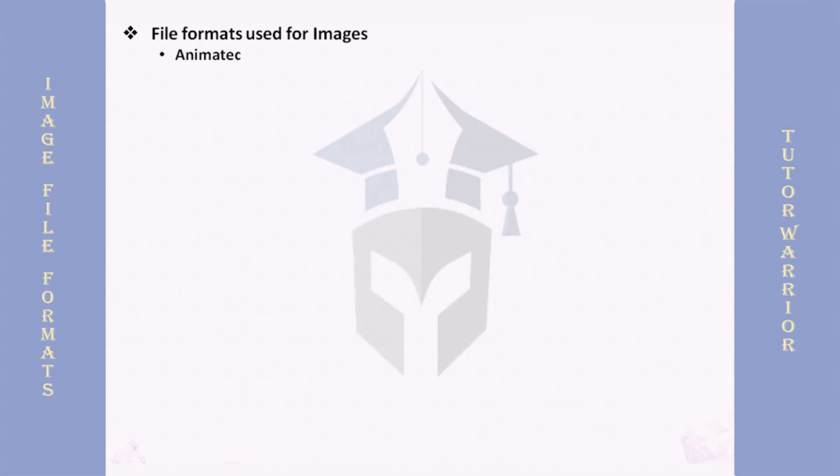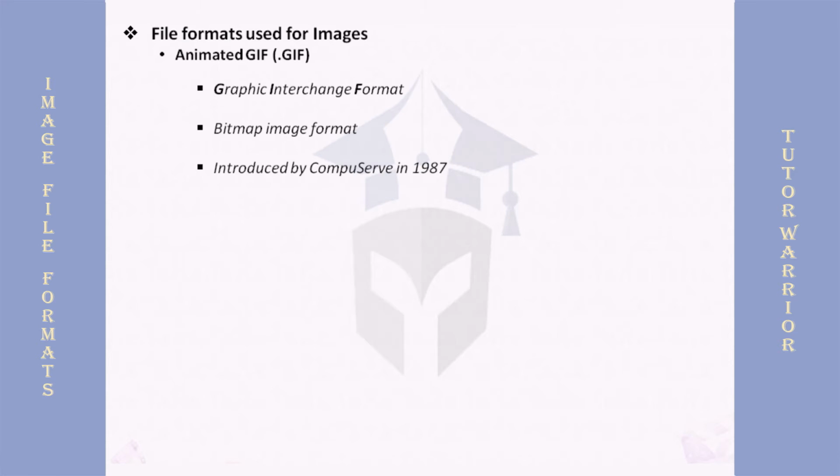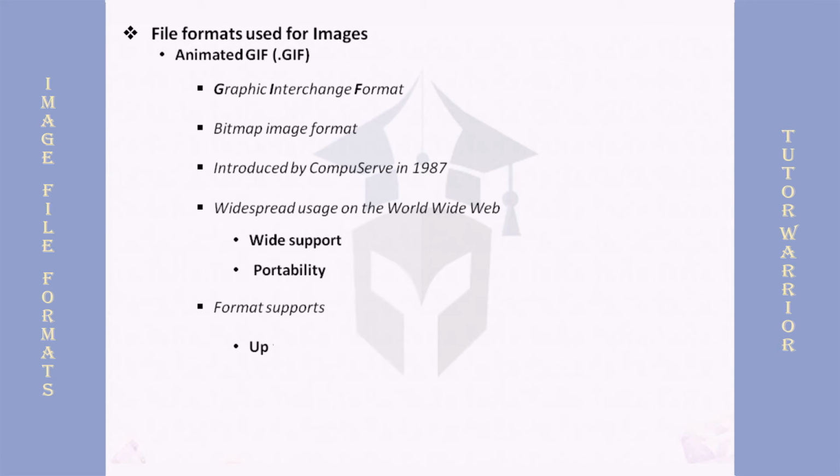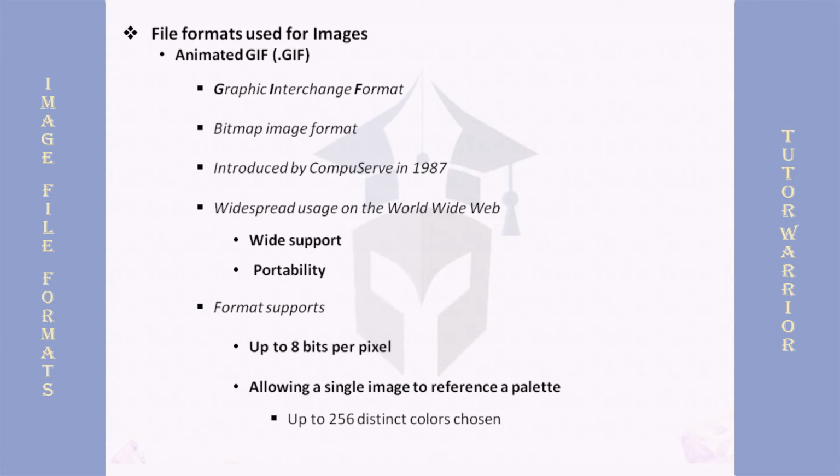Animated GIF, .gif. The Graphics Interchange Format, GIF, is a bitmap image format that was introduced by CompuServe in 1987 and has since come into widespread usage on the World Wide Web due to its wide support and portability. The format supports up to 8 bits per pixel, allowing a single image to reference a palette of up to 256 distinct colors chosen from the 24-bit RGB color space.